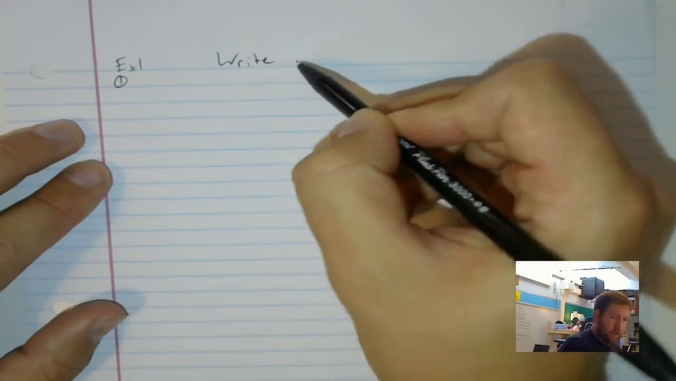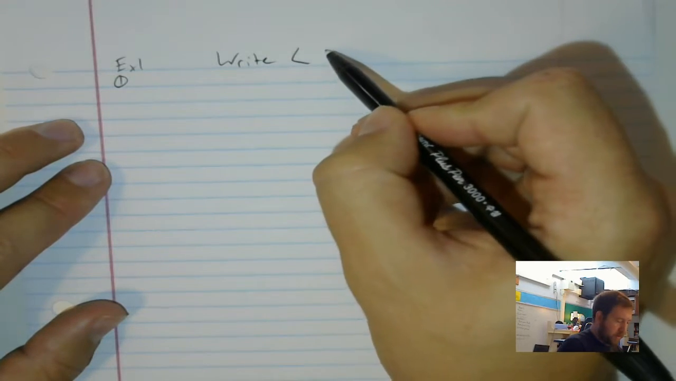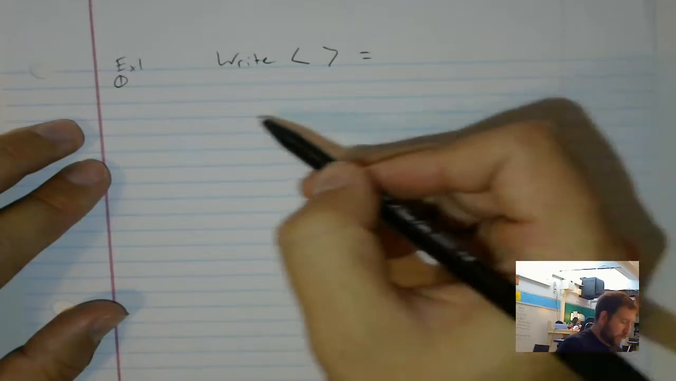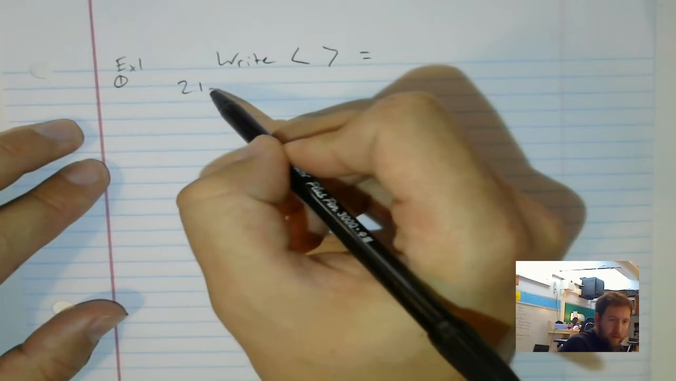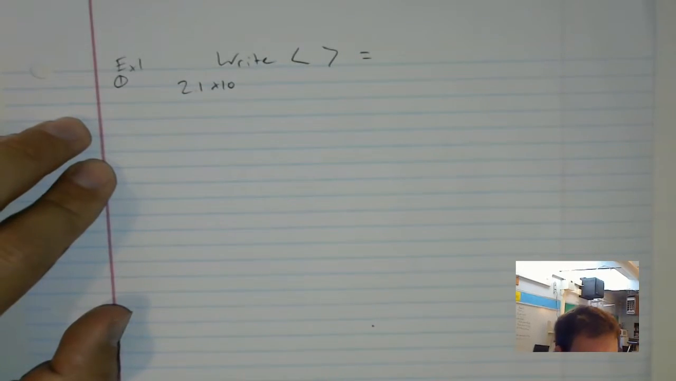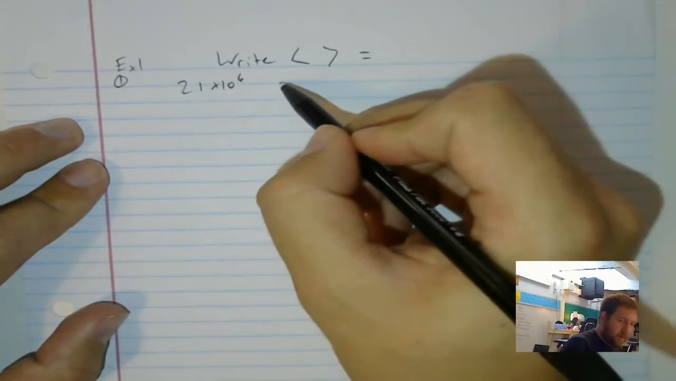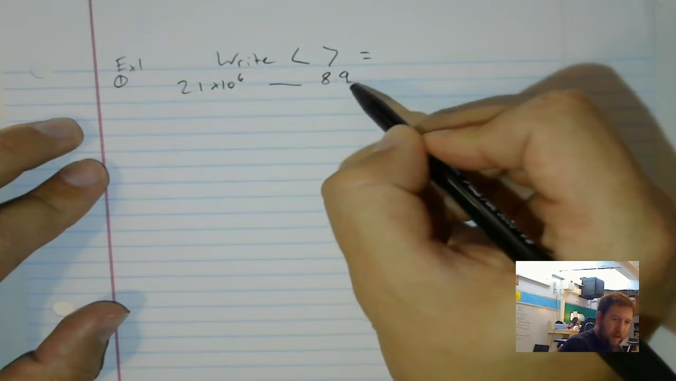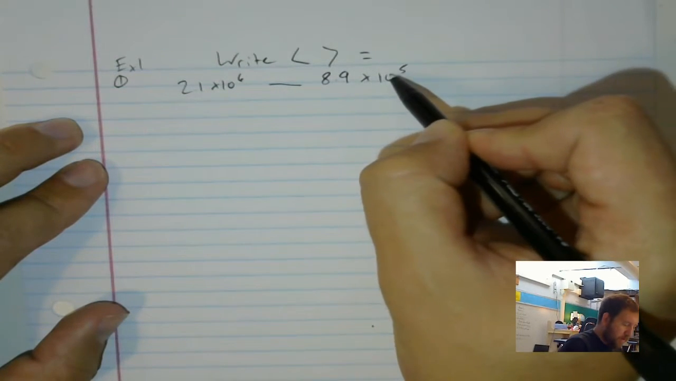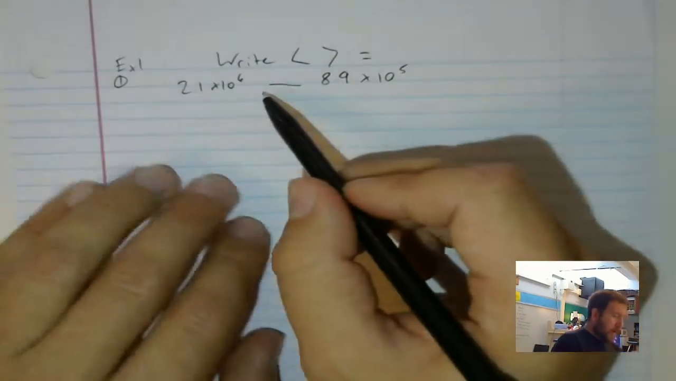I've mostly done a lot of these examples, so I'm probably just going to do one. So let's take a look at example 1. It says, less than, greater than, or equal to for each blank. We have 2.1 times 10 to the 6th with a blank, and we have 8.9 times 10 to the 5th. All right, which is bigger?